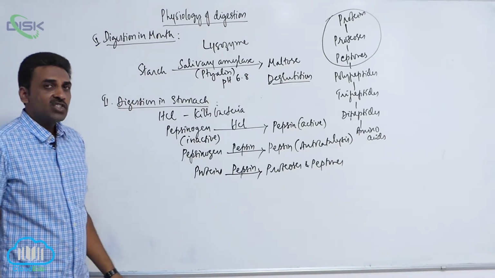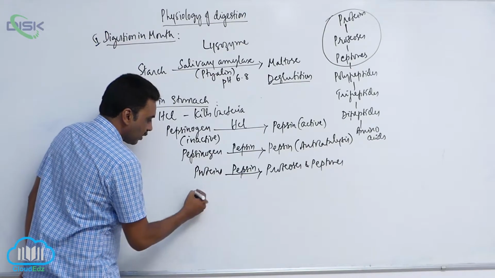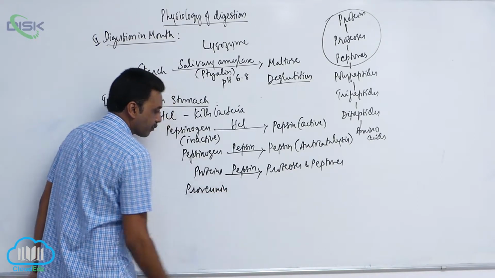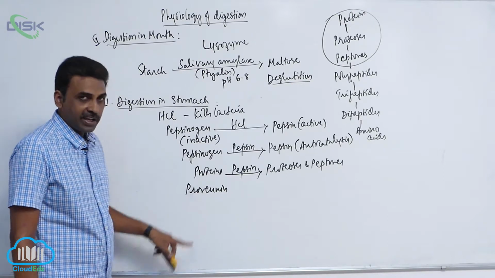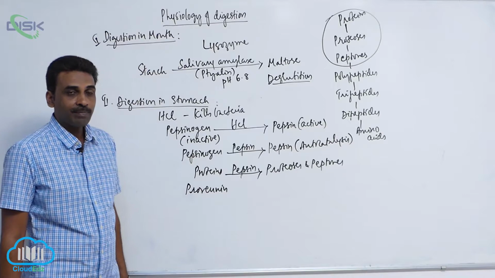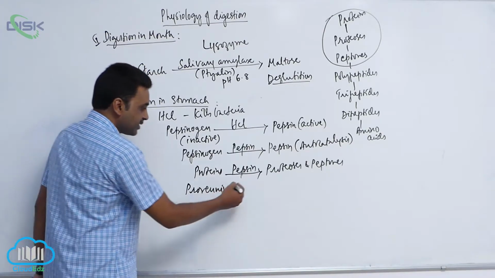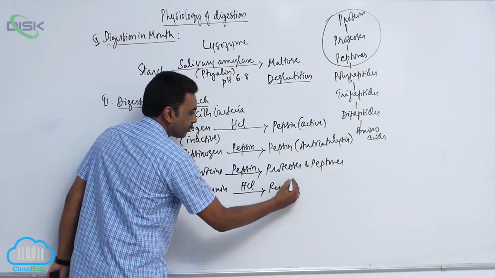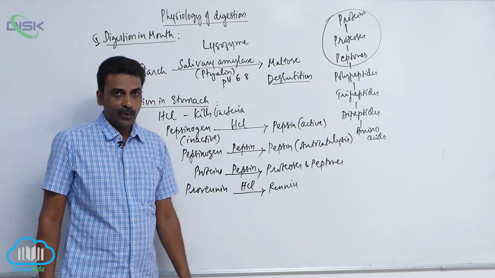Now there is another enzyme inside the stomach. The enzyme is called prorenin. It's an inactive enzyme. Pro at the beginning indicates that the enzyme is inactive on synthesis. It's an enzyme present in infants. Now HCl activates that to renin. Hydrochloric acid converts prorenin to renin.